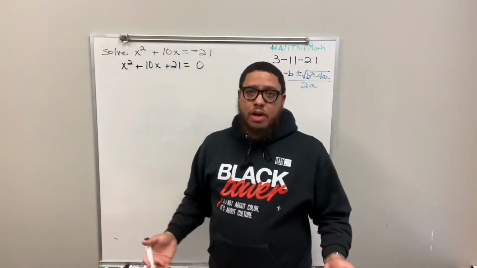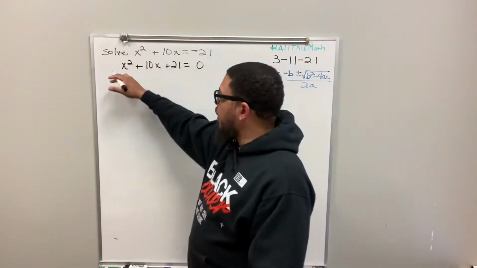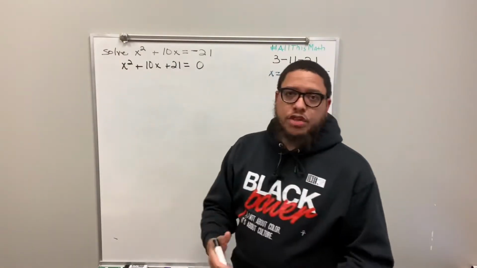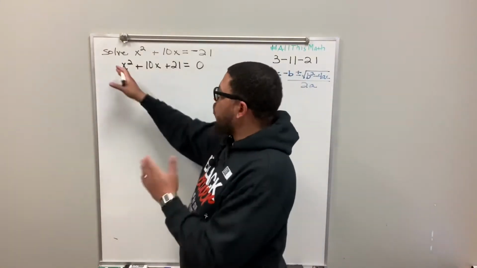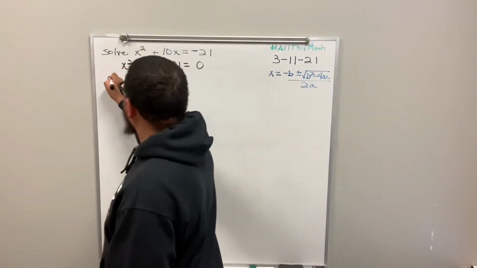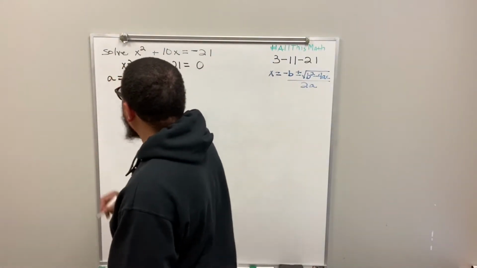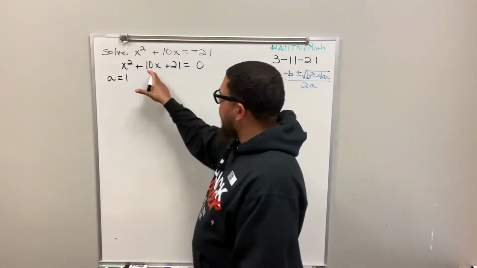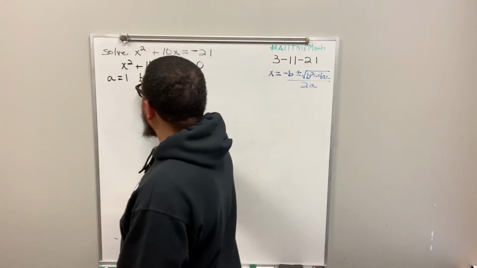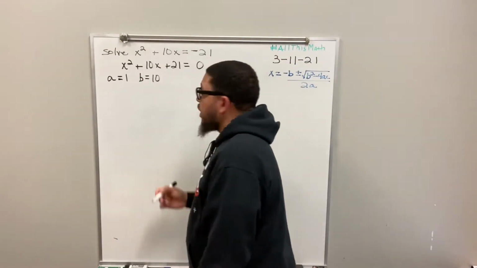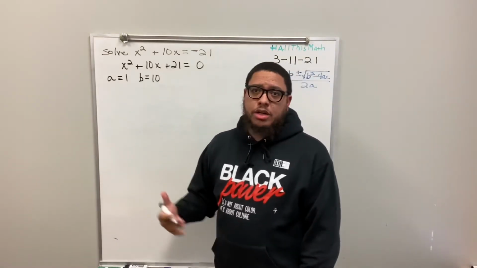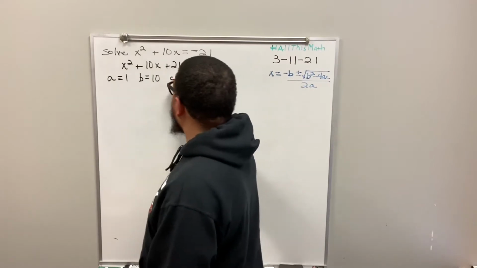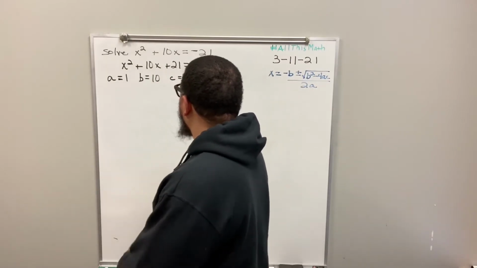Now, a is the coefficient of x squared. That's something you just have to memorize. If I look at x squared, I don't see a number written in front of it. That tells me that there's an invisible 1 there. That means I have 1x squared. So a equals 1. b is the coefficient of the x term, which is 10. So b equals 10. c is my constant. Think c, first letter of the word constant. My constant is 21. So I got c equals 21.